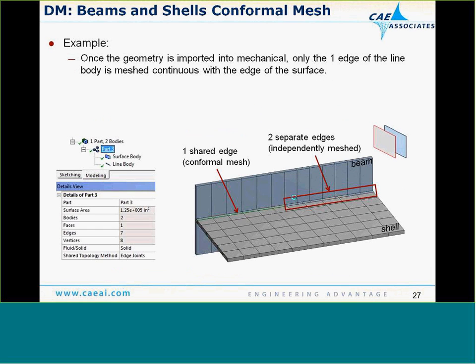So then we import this into Mechanical, and we see that for that one edge, we do get a continuous mesh, and then it's not connected. The beam and shell are not connected over here because it's not formed. There's no joint there in the shared topology.